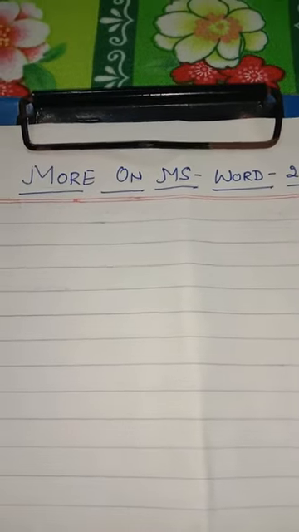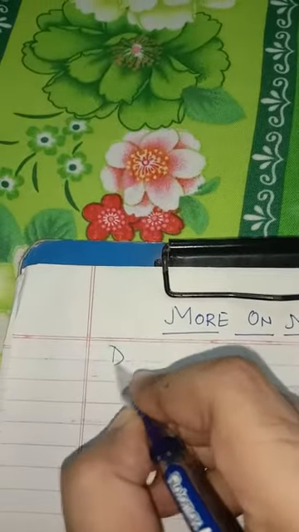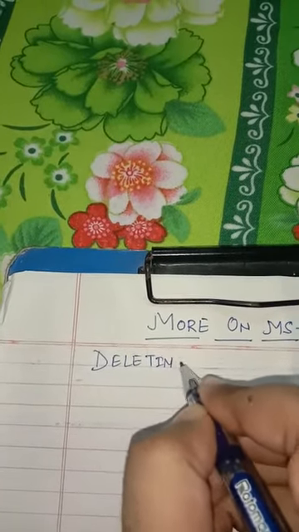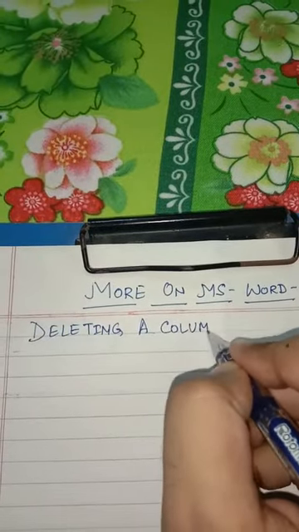Next, we have discussed how to modify a table. In modifying, we have discussed how to add a new row, how to delete a row, and how to add a column. So here we are going to start with how to delete a column. Deleting a column.